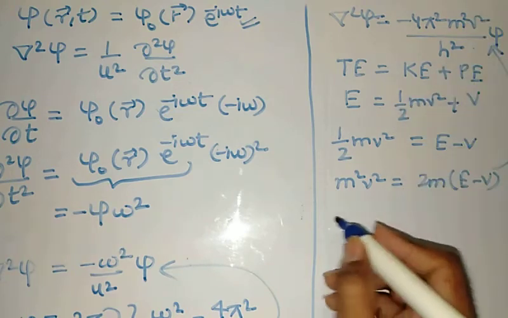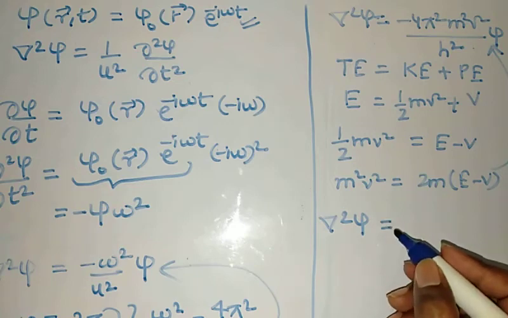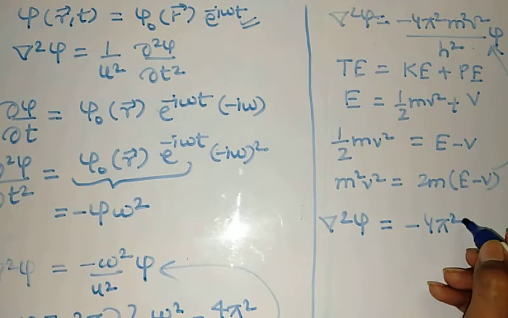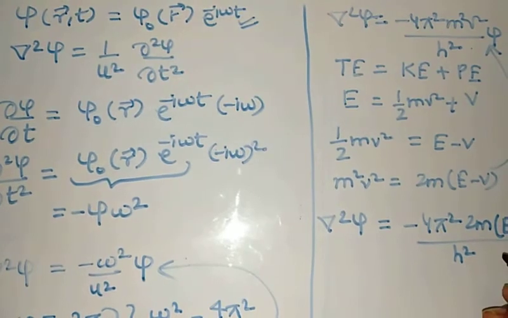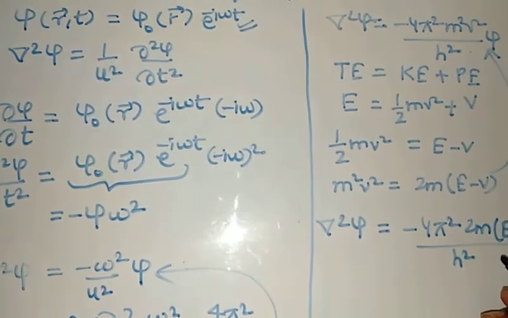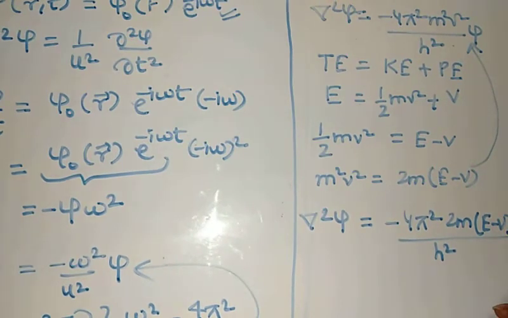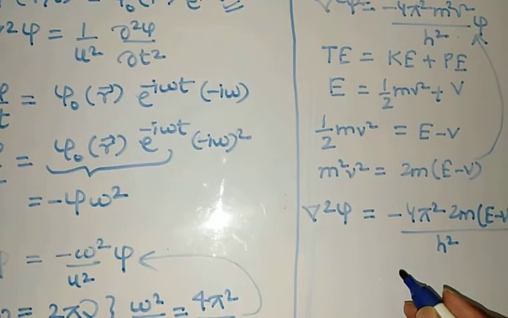again put here. What we get, del square psi is equal to minus 4 pi square 2m E minus V upon h square. Yes, obviously there will be psi also, square psi.